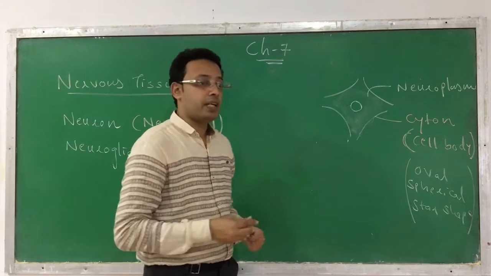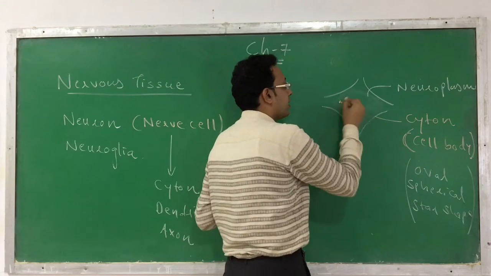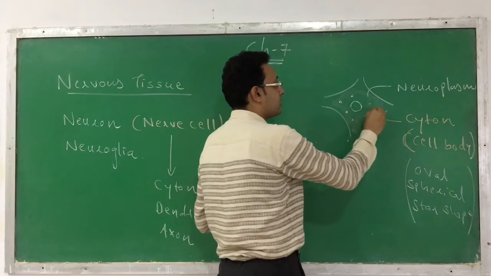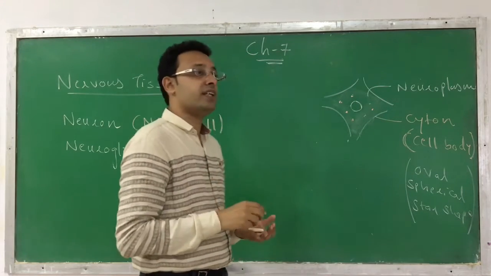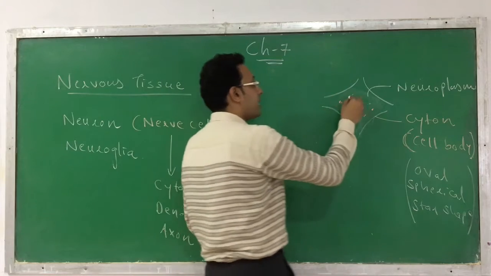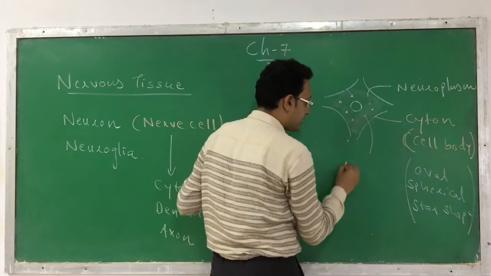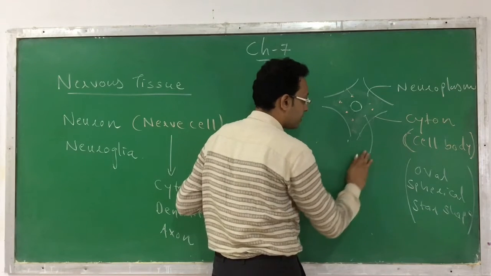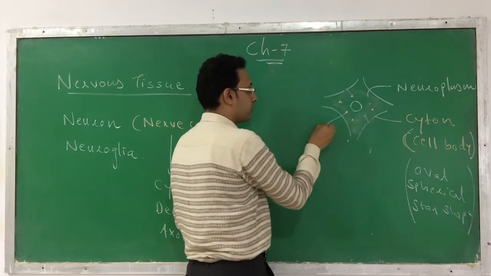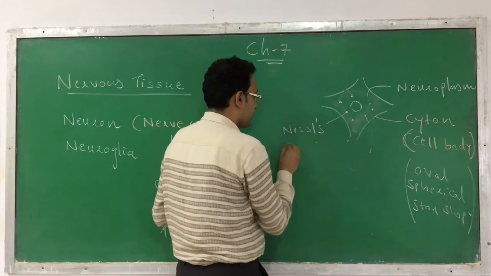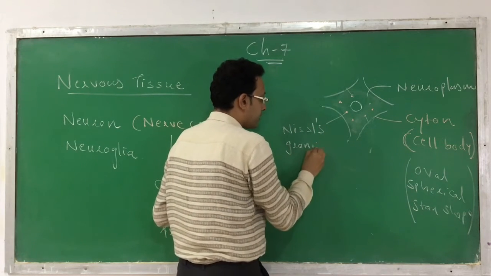And apart from that, it also contains darkly stained basophilic granules. Such darkly stained basophilic granules are found. These darkly stained basophilic granules, which I am showing over here, we are calling Nissl's granules.